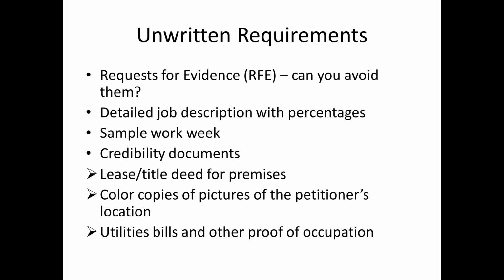Credibility documents are very important. It's very important to establish that the religious organization has premises, that it has a lease or a title deed, that it either owns the property or is renting the property. Color copies of pictures are very important. You want to put in the sign and the color pictures. One of the things immigration typically asks for are color pictures of the petitioner's location. Utility bills and other proofs of occupation are also very useful.